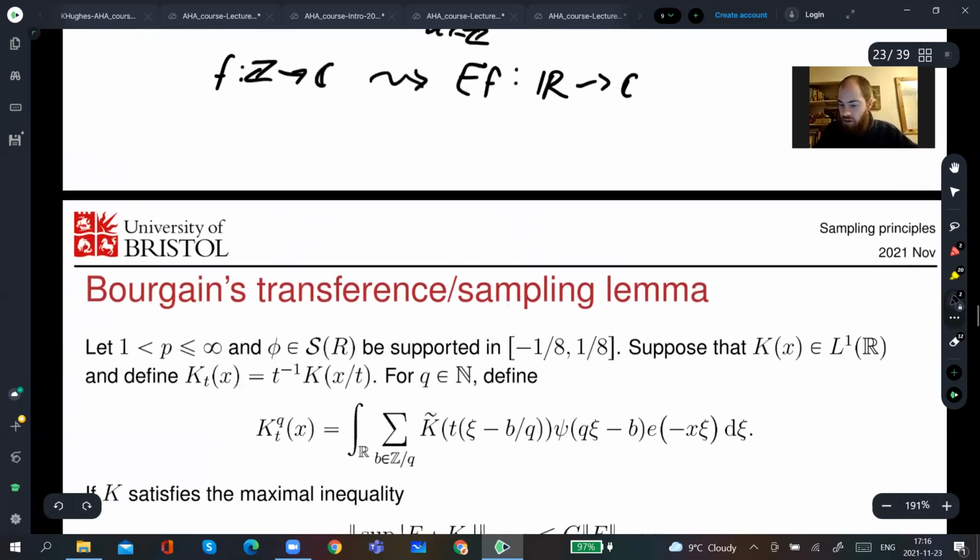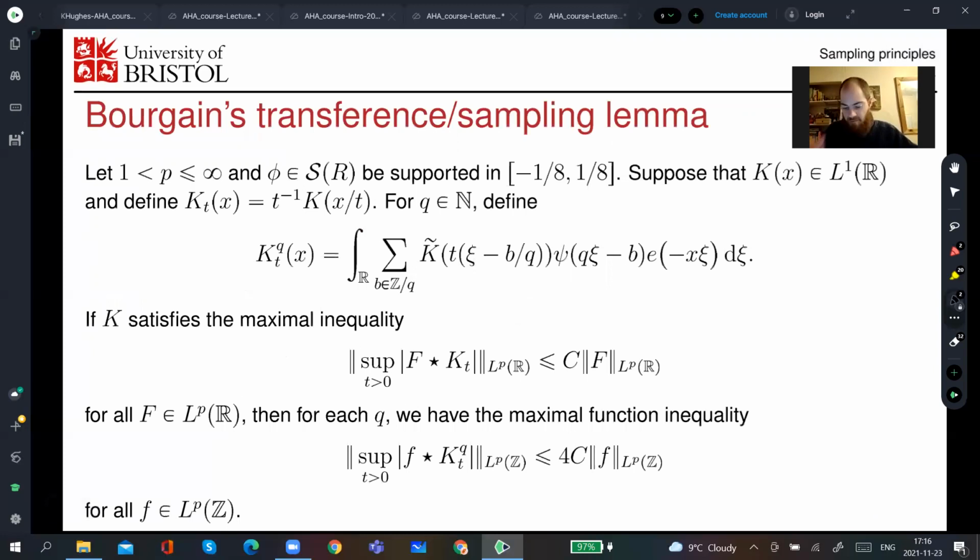So I'm going to mention another theorem due to Bourgain, or a lemma really, I should say. He used it in his work on the arithmetic maximal theorem and ergodic theorems.